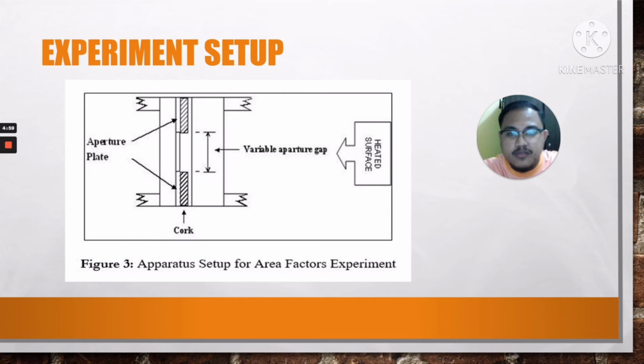Assalamualaikum and hi, my name is Muhammad Hafiz, and today I would like to present about the experiment setup and procedure for the experiment. For the experiment setup, we have the apparatus setup for the area factor experiment. We have the aperture plate and cork, and we will heat the surface in this direction.